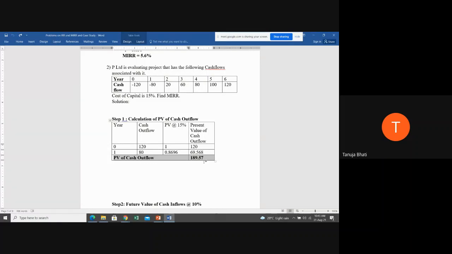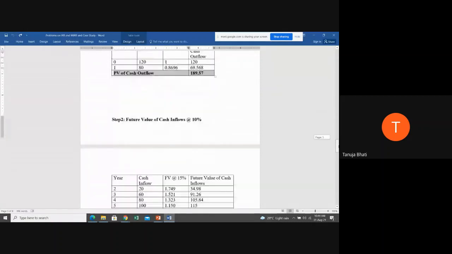What is the next step you're going to calculate? For MIRR, the first step is finding the PV of cash outflow. What is the next step? There are three steps, right? The first step is calculating the present value of cash outflow. The second step is calculating the future value of cash inflows.